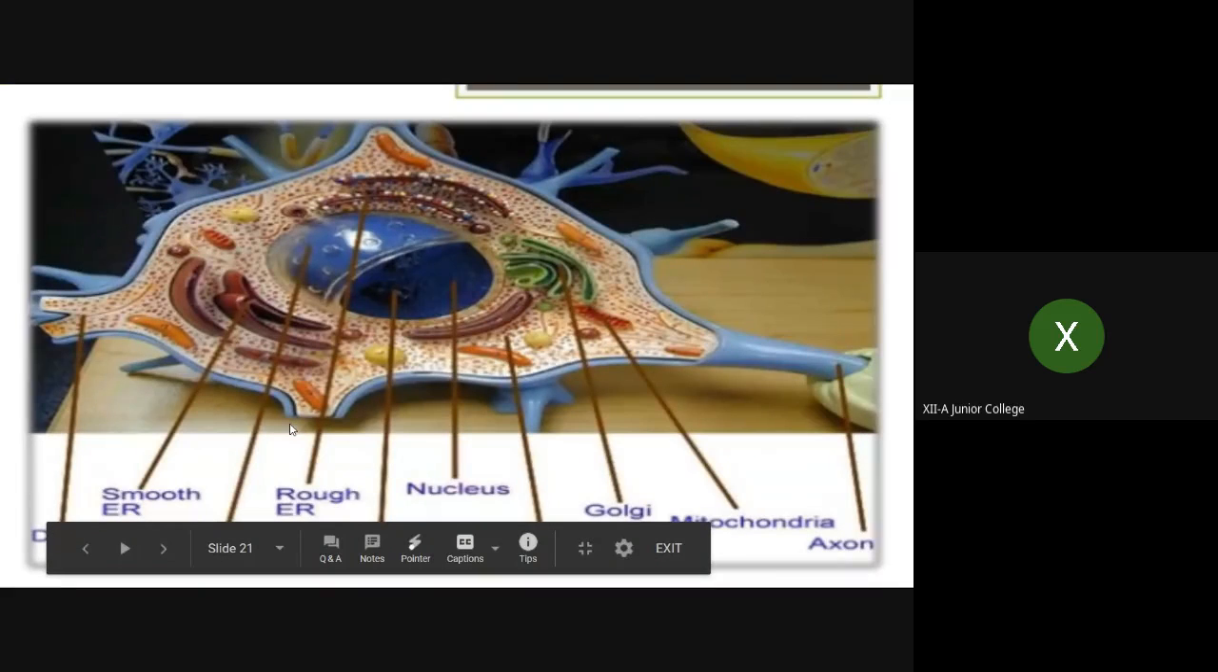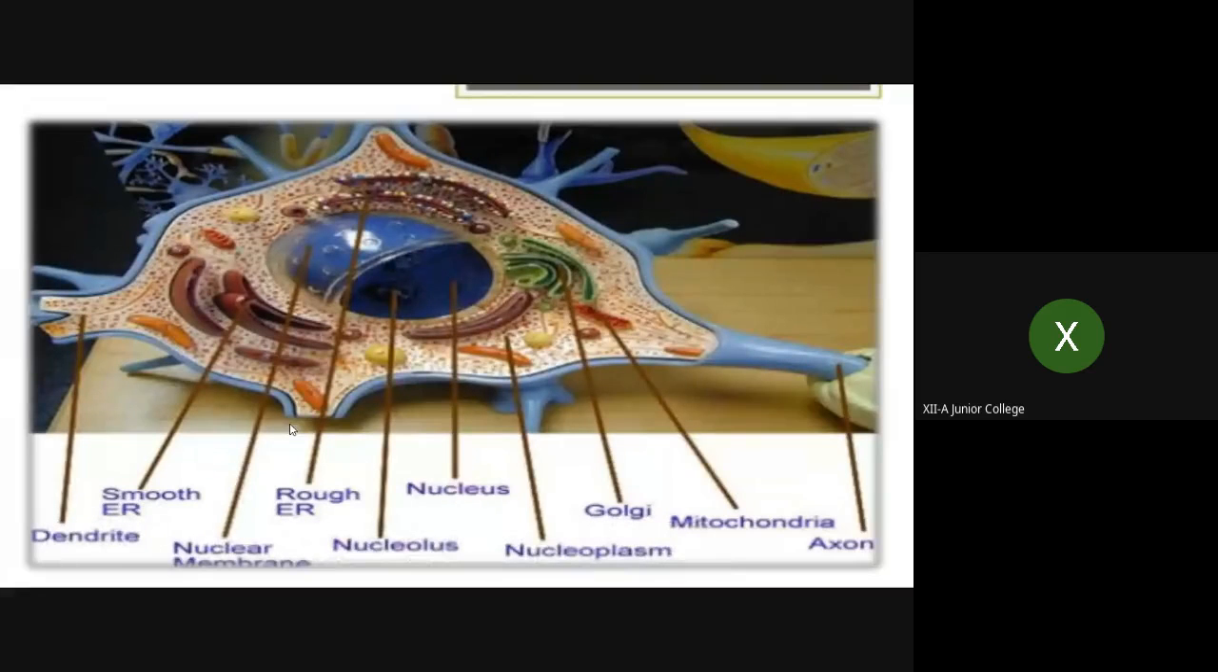This is again more clear here in this diagram. So you can see this. This is nothing but the cyton. So a neuron consists of cyton, that is the cell body, dendrons or dendrites, smaller extensions, and axons. Axon, that is a larger extension.